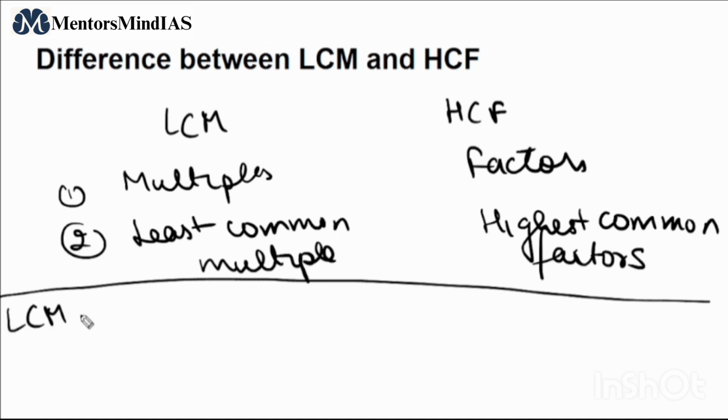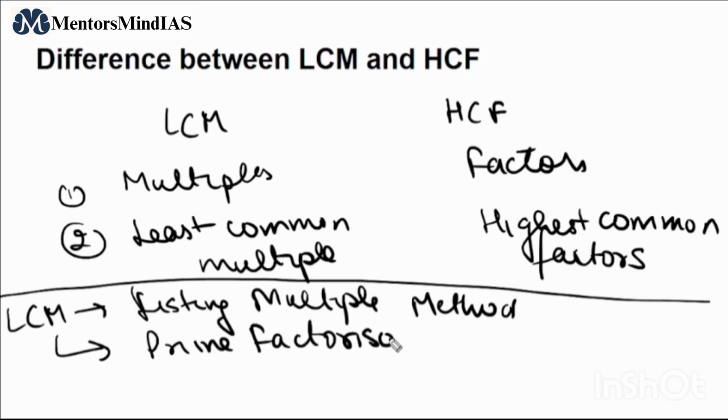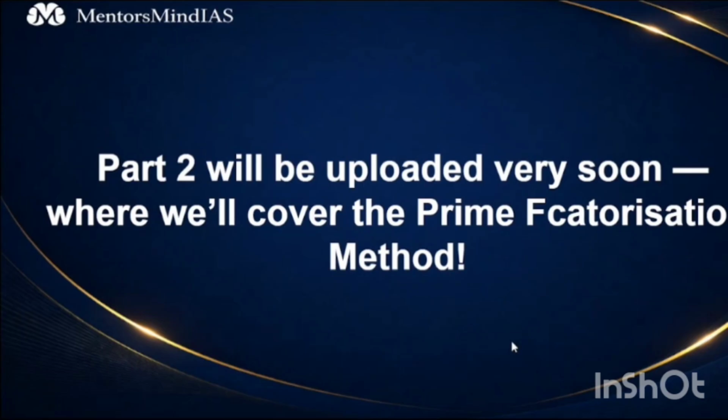For LCM, I have talked about one simple method, that is the brute force method of listing the multiples. But there are some other, more advanced, or you can say much more used methods, that is prime factorization, or you can say the division method. I will be explaining these in the next parts of this series. In the next part of the series, I will be covering the prime factorization method of finding the LCM.